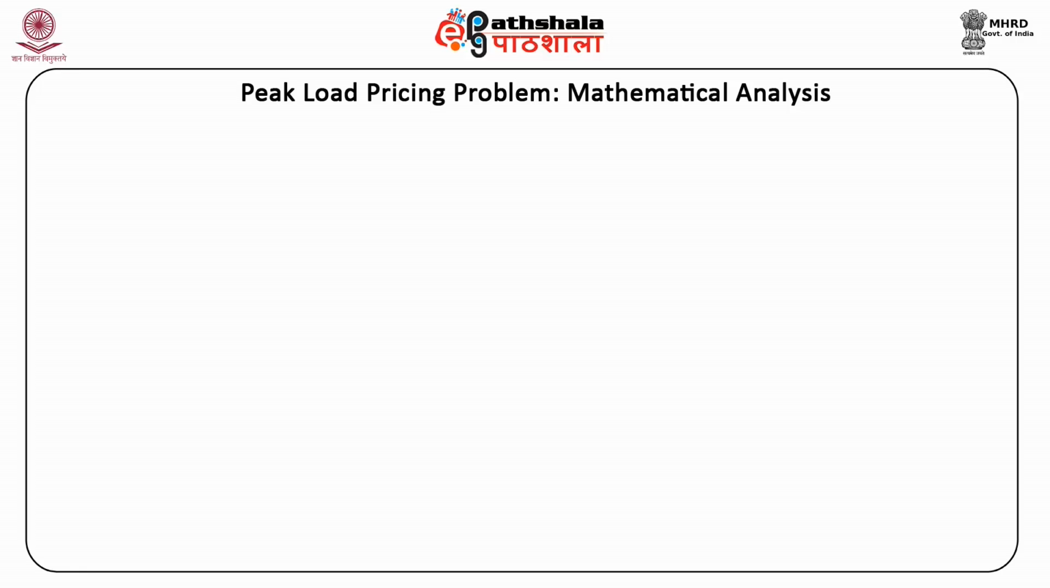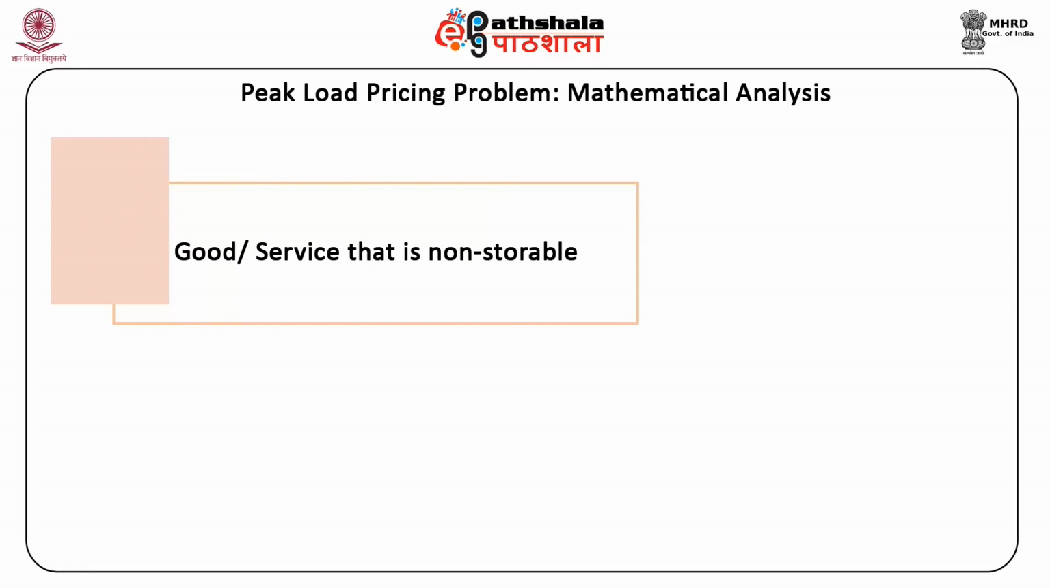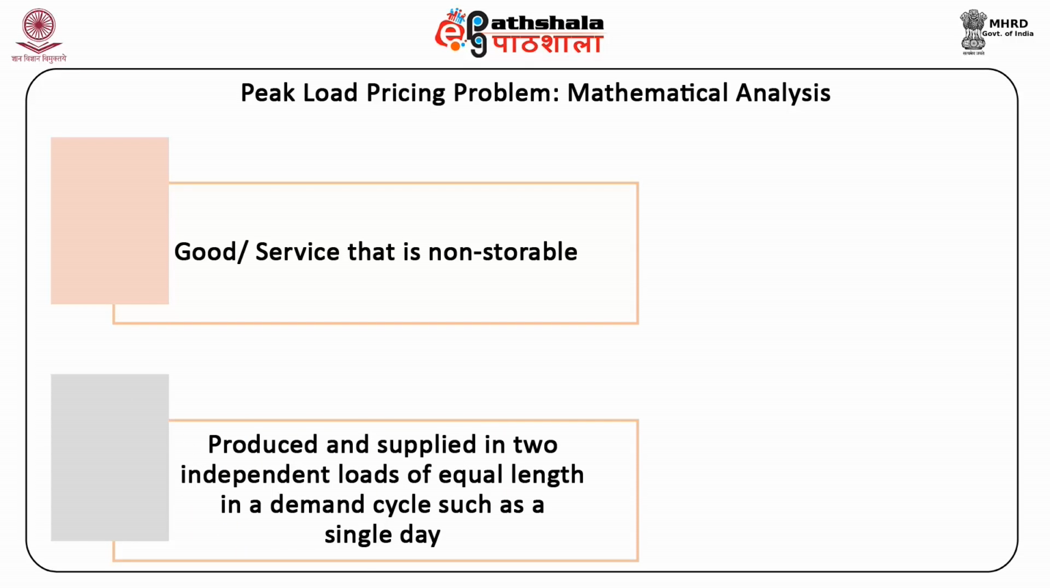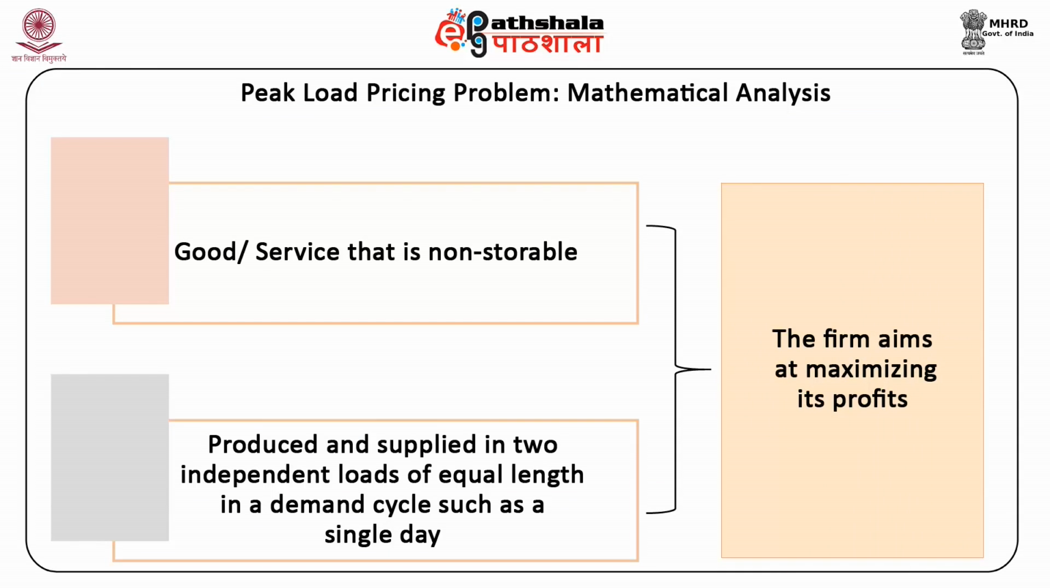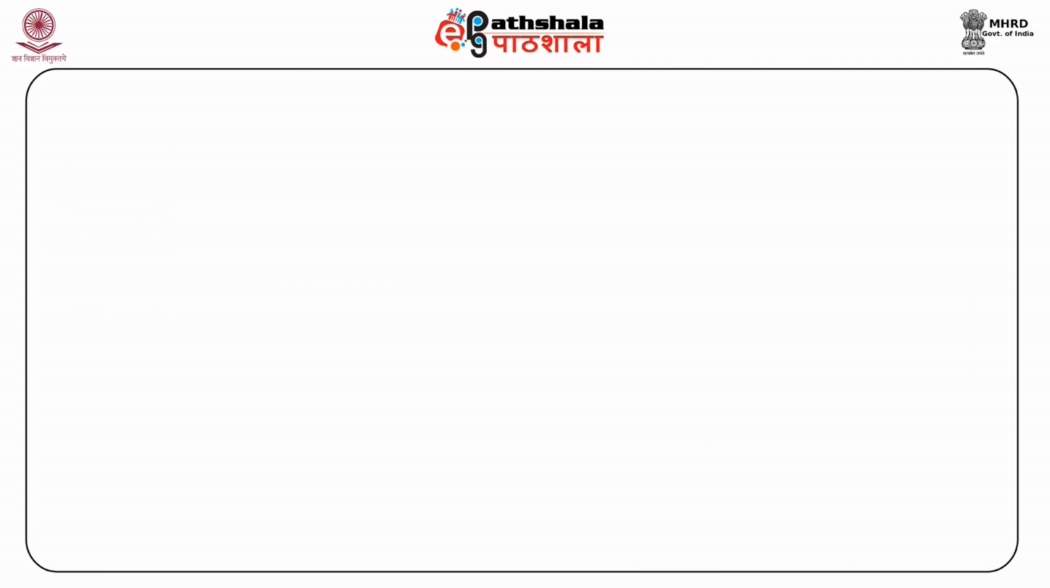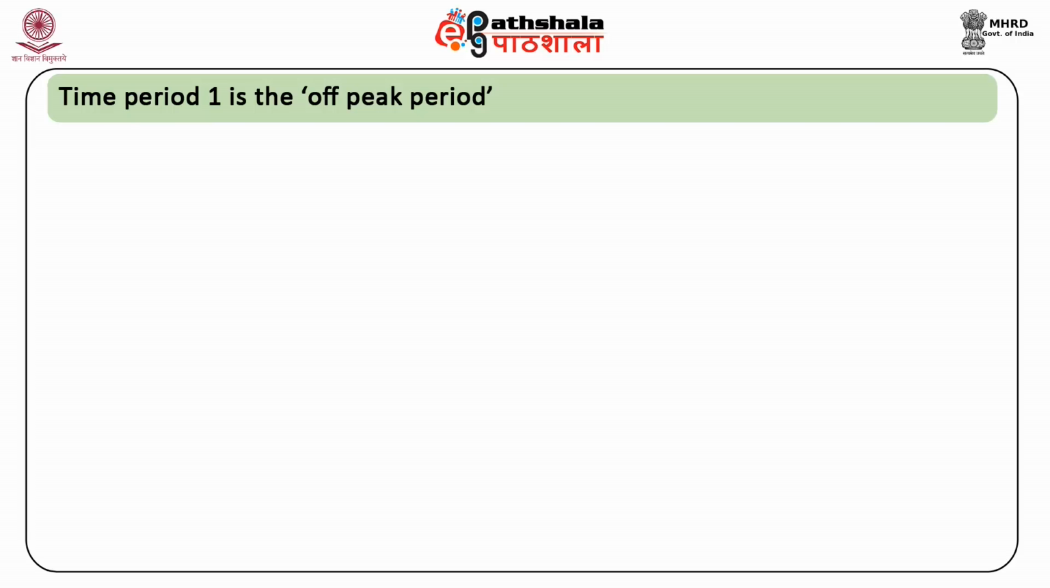Continuing with our simple model and considering a good or service that is non-storable and is produced and supplied in two independent loads of equal length in a demand cycle such as a single day. The firm aims at maximizing its profits. We assume that time period 1 is the off-peak period and 2 is the peak period.